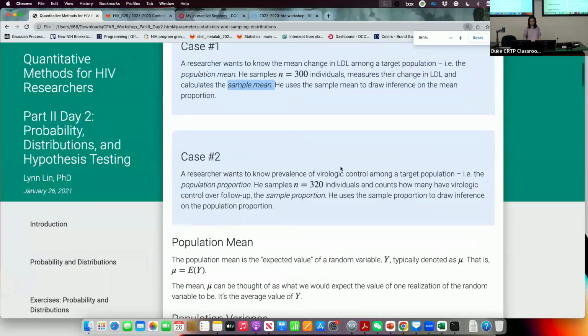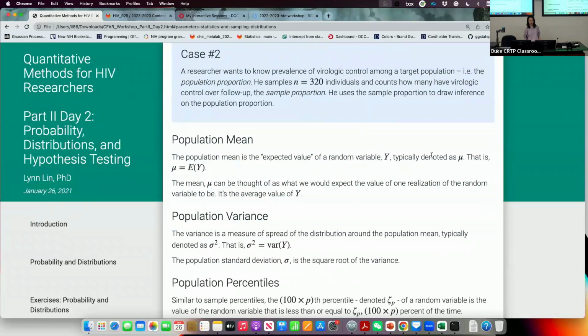And similarly, a researcher wants to know the preference of virologic control among a target population. Because remember, this virologic control is a binary 0, 1. So the population mean is actually a population proportion. That is, what's the proportion of the population that is under this control? But instead, I'm going to sample 320 individuals, and I'm actually going to count how many have this control.